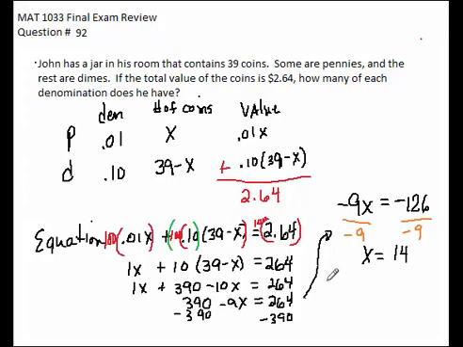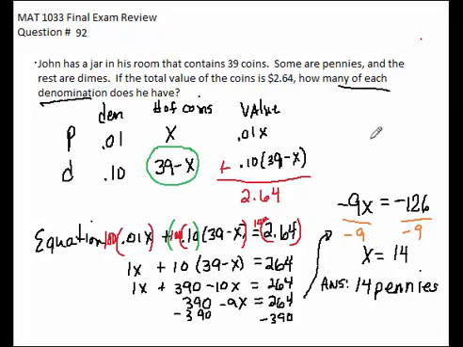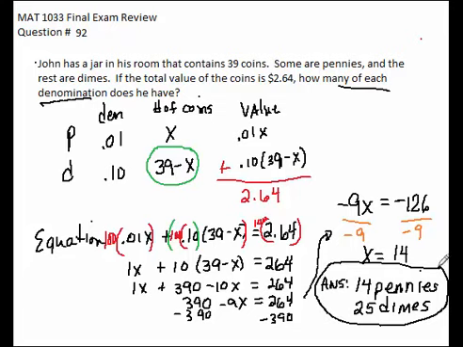Now, x was the number of pennies, so my answer, because it asked me for how many of each denomination, we would have 14 pennies. And remember, we said that the number of dimes would be 39 minus the number of pennies, so we would have 25 dimes. If we check that real quick, 25 dimes is $2.50, 14 pennies is 14 cents, so $2.50 plus 14 cents is $2.64. So this checks out as the correct number of coins.